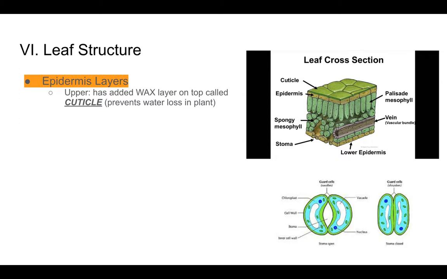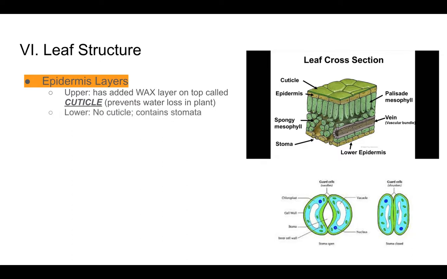So we know that water comes up the roots and up the stem or the trunk of the tree into the leaves. Well, that water needs to hang out in the leaf long enough that photosynthesis can occur. And so we don't want that water to evaporate straight back out into the environment right away. We want to keep it in the leaf. And so this cuticle helps to do that. It helps to prevent water loss in plants.